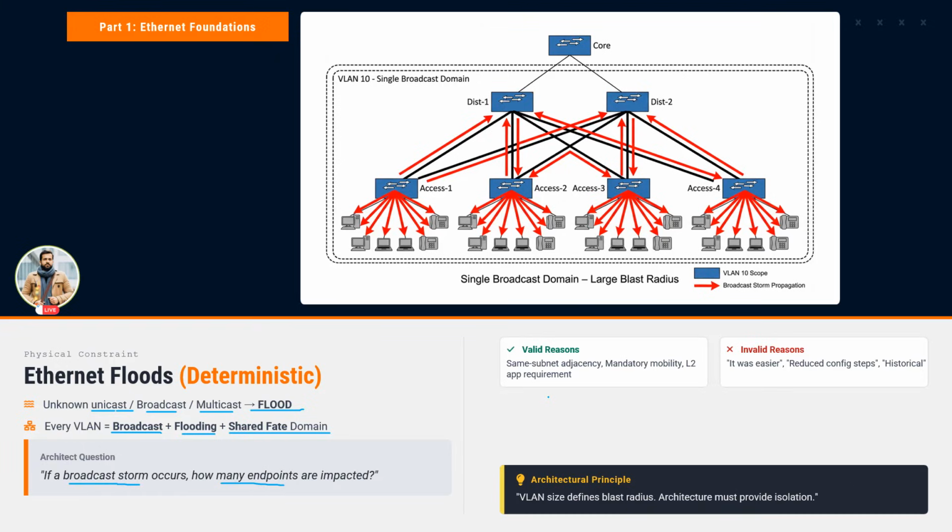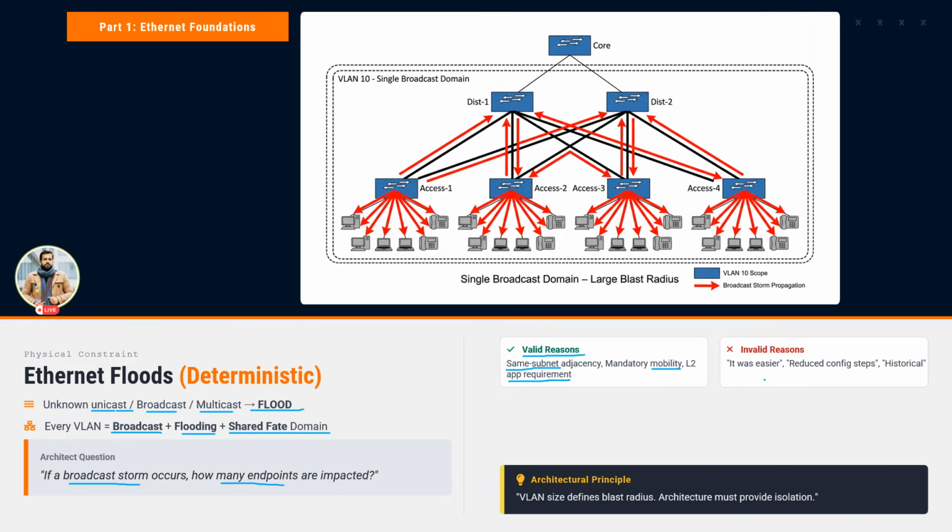So the next question becomes, why are these endpoints even in the same VLAN? What would be valid reasons for that? There are really only three valid technical reasons. One, they actually need same subnet adjacency. Two, you need mobility without changing IP addresses. Or three, the application genuinely requires layer 2 adjacency.